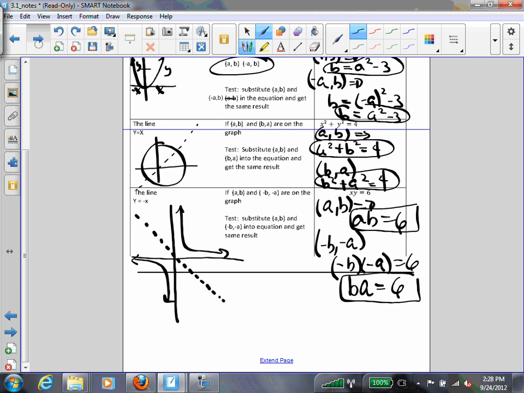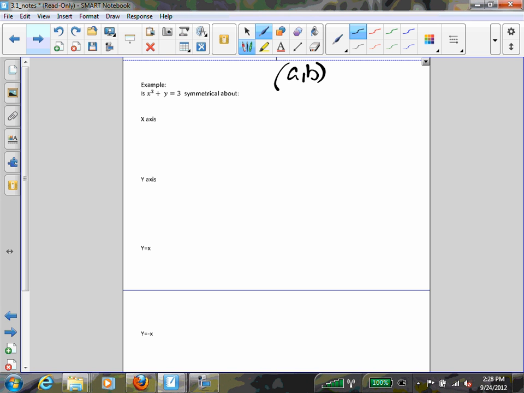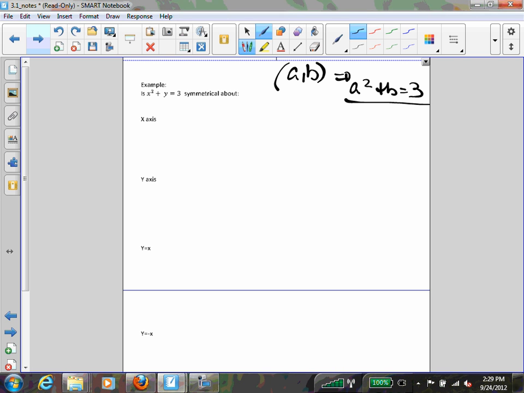All right. So let's try some problems. I want to know if x squared plus y equals 3 is symmetrical around all of these possibilities. So we're going to do all of our cases. I know we're going to start by plugging in a, b, because this is what we're comparing them all to, aren't we? a, b, and then it's a, negative b, or negative a, b. These are all what we're comparing it to. So when I plug in a, b, that's going to give me a squared plus b equals 3. So this is what I'm comparing it to each time.